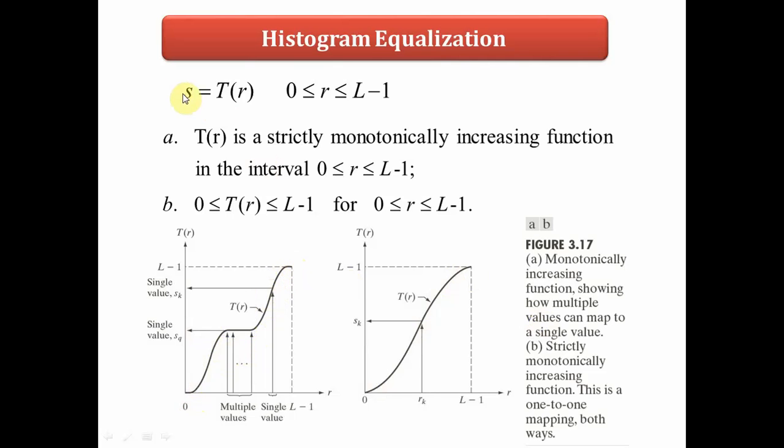Now if you consider the output image s, it is nothing but the transformation on r, which has gray level values 0 to L minus 1. Now the transformation T(r) is a strictly monotonically increasing function in the interval of gray levels 0 to L minus 1. Yes, when r is 0, the transformation is also 0, to L minus 1.